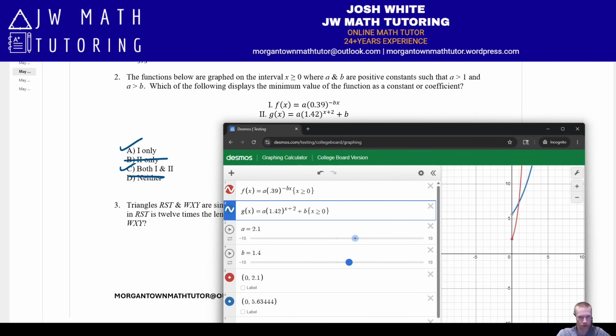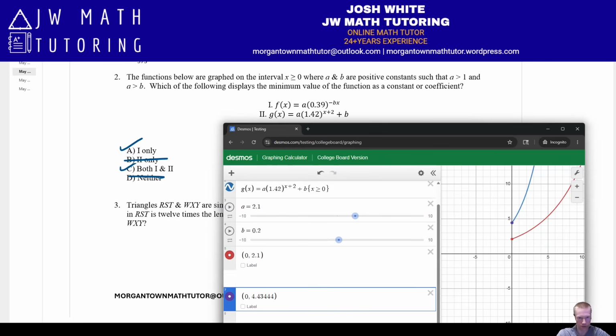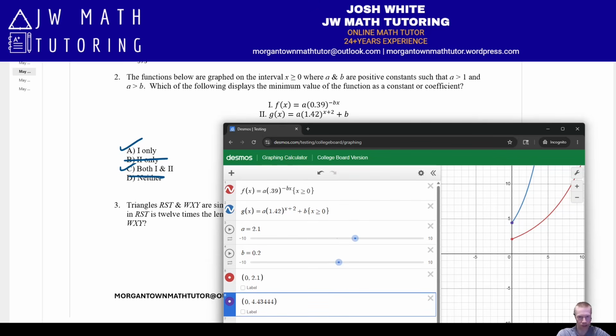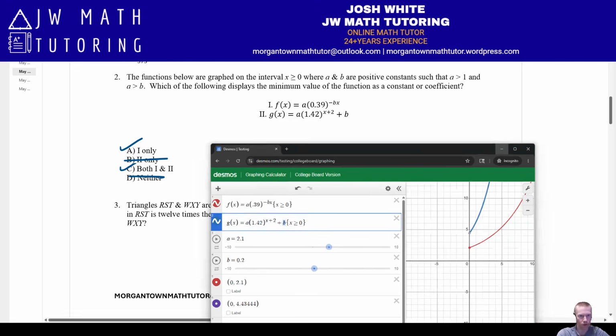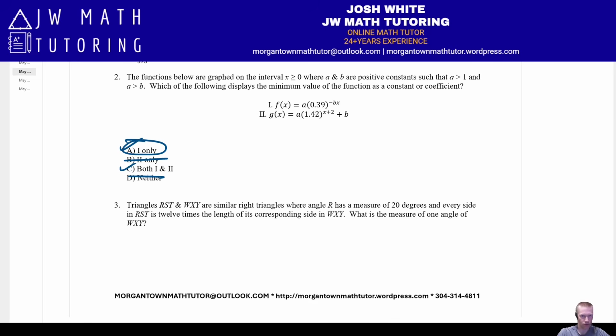Now, let's just make sure. If I make this b less than 1, notice it changes the shapes of these graphs, but this point right here is not changing, so nothing's changing for the first one. So the first one is still yes. For the second one, okay, now we have this value, 4.4344. But again, do I see that number anywhere here? No, it's not equal to A. No, it's not equal to B. No, it's not equal to 1.42. Therefore, this one is letter A. It's 1 only.